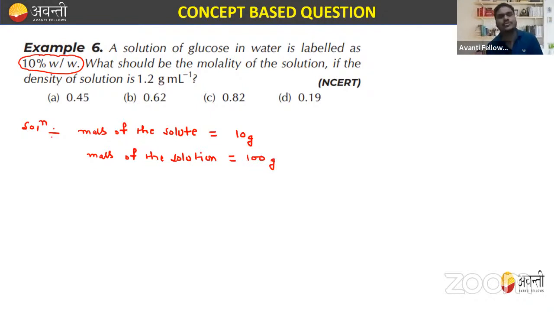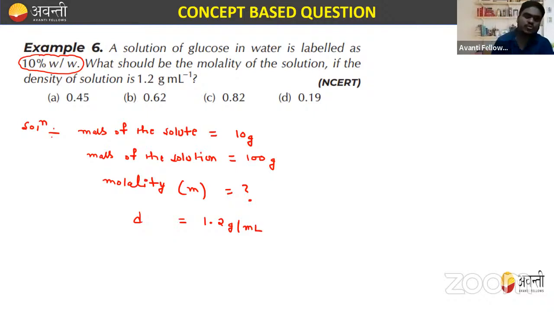Okay. You have to calculate what should be the molality. So just write molality. You have to calculate molality of the solution if the density of the solution is given. So what is density, beta? Density is nothing but 1.2 gram per milliliter. Okay, 1.2 gram per milliliter. And you have to calculate the molality.